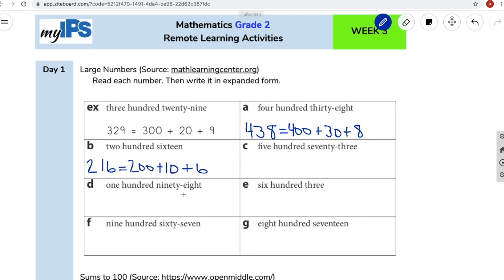All right, so that is what you're going to do for C, D, E, F, and G. You're going to write it in standard form, then you're going to write it in expanded form. So take your time, read carefully. If you have any questions, please reach out, and I will see you later.